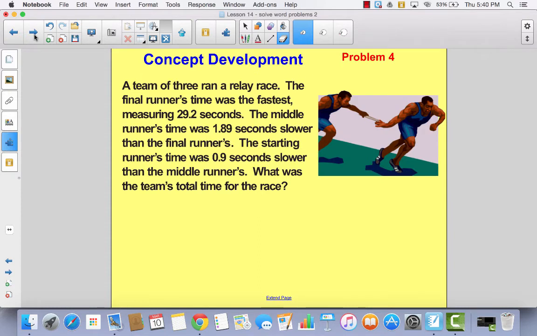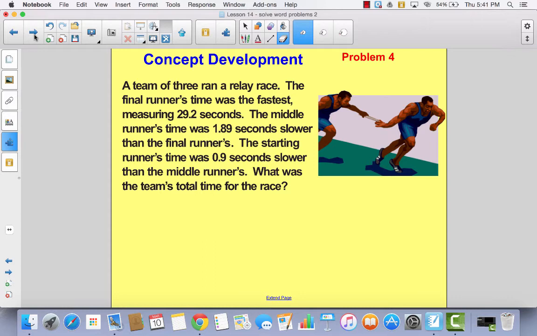All right, so let's look at our last problem here, problem 4. A team of 3 ran a relay race. The final runner's time was the fastest, measuring 29 and 2 tenths seconds. The middle runner's time was 1 and 89 hundredths seconds slower than the final runner's. The starting runner's time was 9 tenths of a second slower than the middle runner's. What was the team's total time for the race?